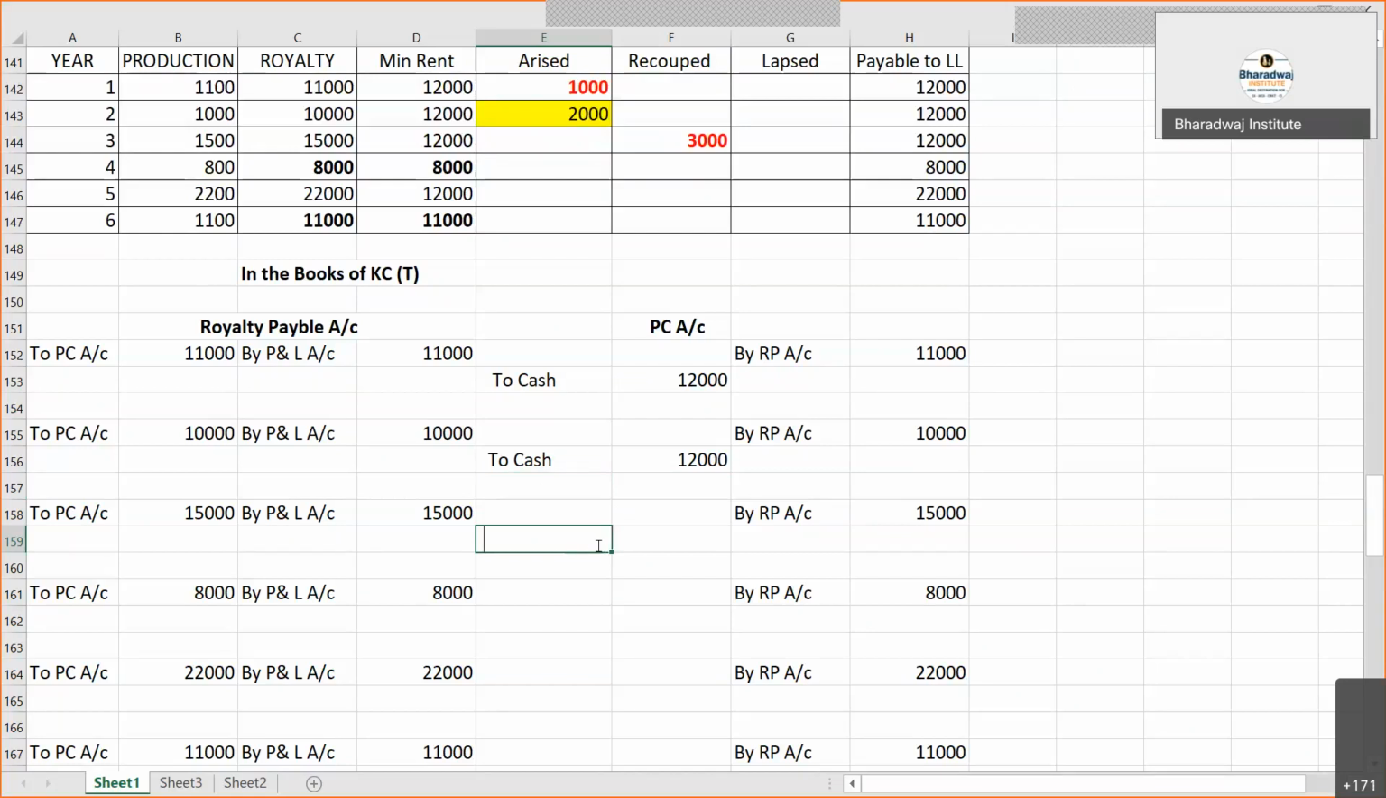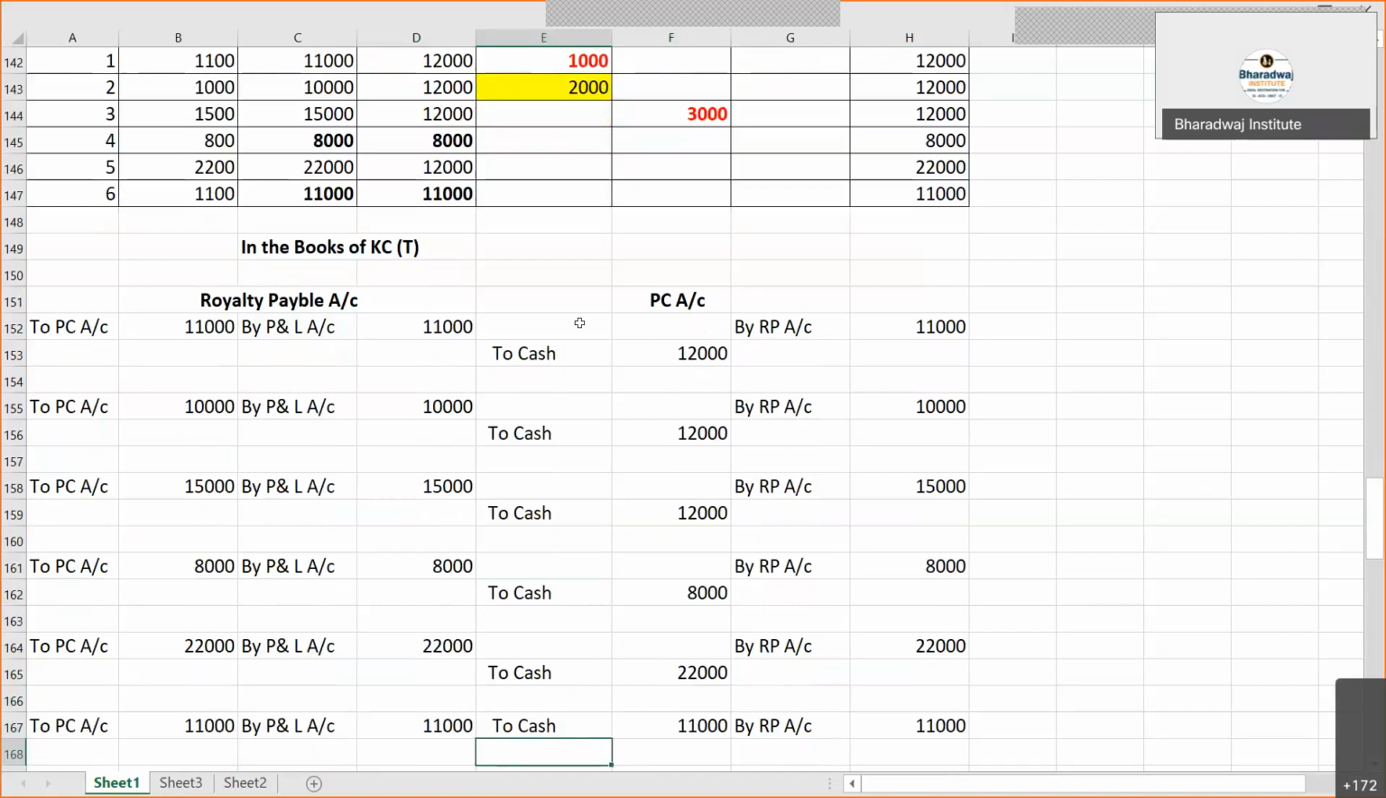To cash, 12,000. Next year, how much are we paying? To cash, 8,000. Next year, how much are you paying? To cash, 22,000. Next year, to cash, 11,000.